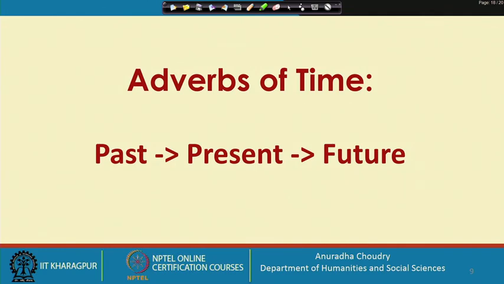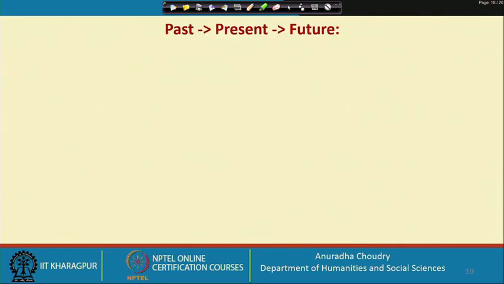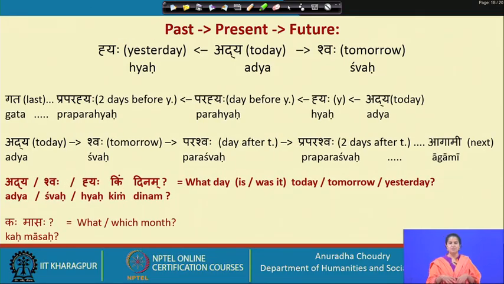So we have the past, present and future. So the words that we have here, starting with the reference of today, is adya. When you want to talk of the past, it is hyaha. Say that, hyaha. Make sure that the sound is coming from your chest, and as you can see, it is quite demanding as a sound. It's not a very easy combination to do. So hyaha meaning yesterday, and shwaha, meaning tomorrow.